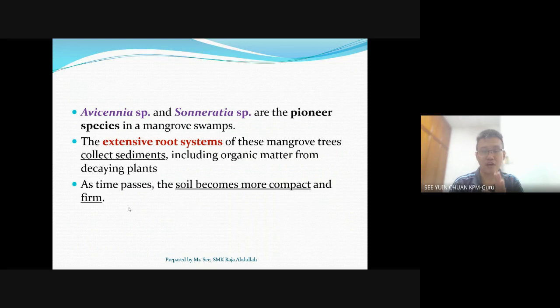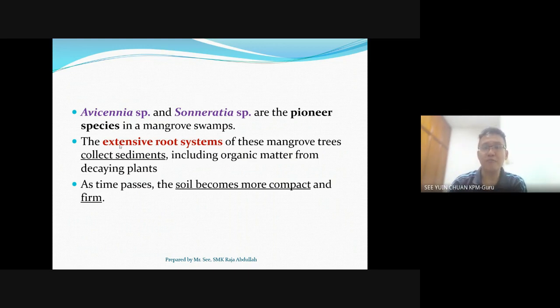But I want to tell you that when you look at the screen now, you need to recognize that all the 4 species that you remember are Avicennia, Sonneratia, Bruguiera, and Rhizophora, 4 of them. Okay, they have special mechanisms, the adaptation, that you need to remember, to let them survive. Okay, you get what I mean?